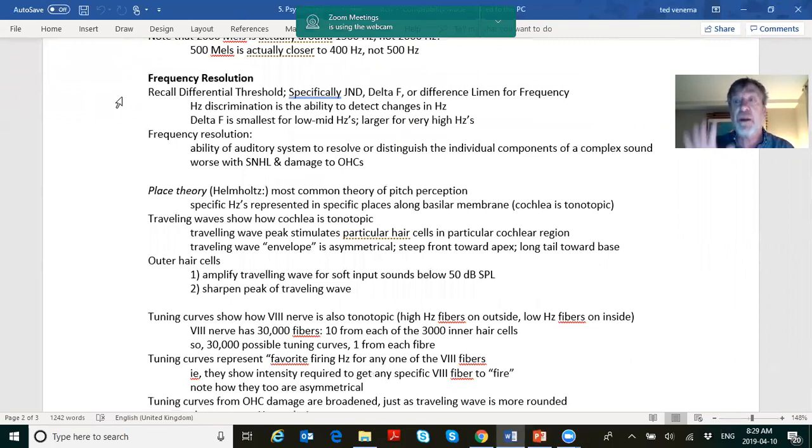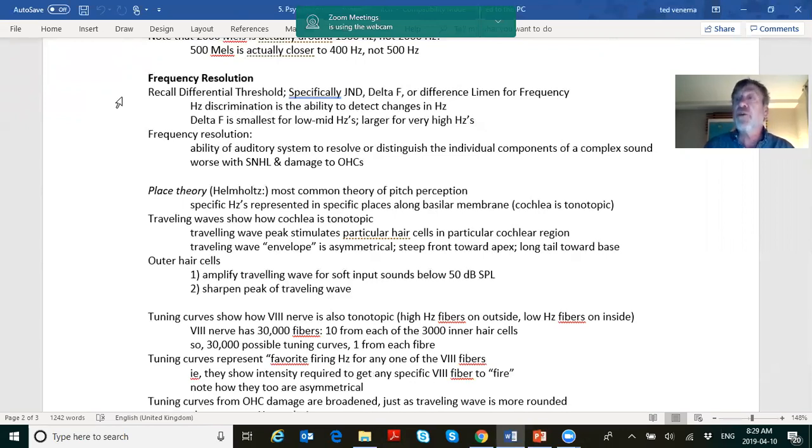Absolute threshold is: did you hear it or did you not? Differential is: you already hear it. What's the smallest change required for you to notice that there's a change? So if you're hearing a 1,000 hertz tone, if I make it 1,001 hertz, were you able to hear a difference? Or did I need to make it 1,010 hertz for you to notice a difference? That's called delta F, or just noticeable difference, or difference limen for frequency.